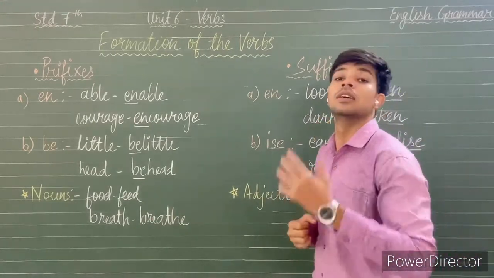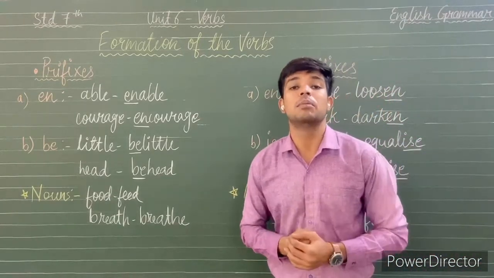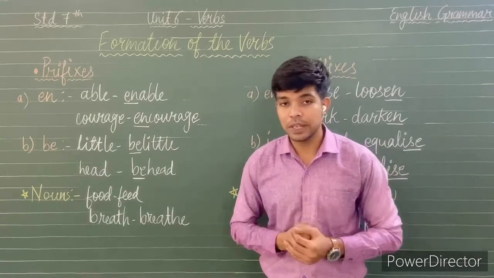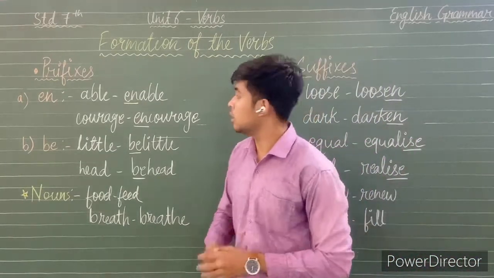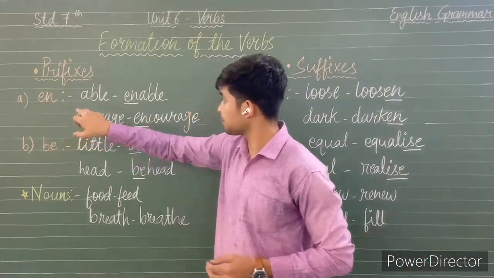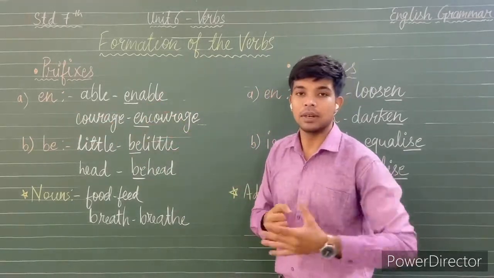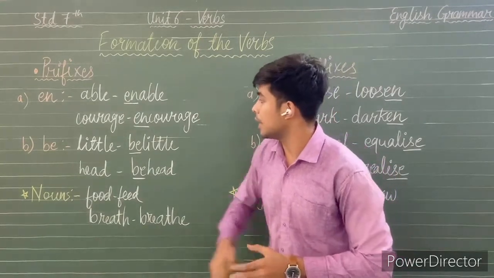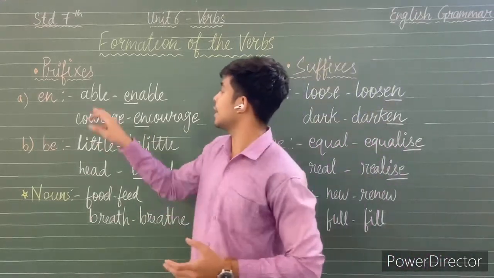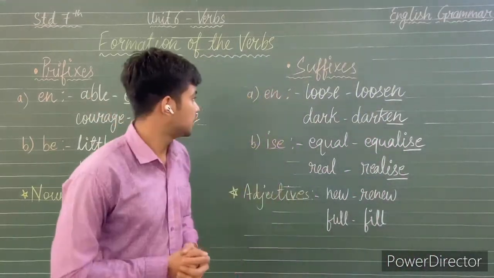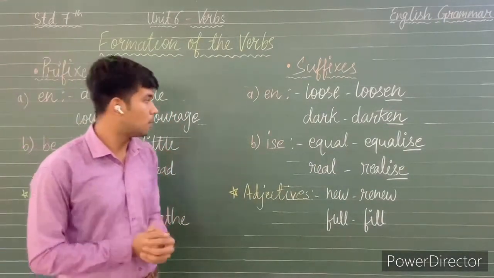Now if we look at other words, there are some which become verbs by adding a prefix or suffix to the main words. For example, with the prefix en, able is a main word which becomes unable, and courage becomes encourage, just like able was becoming unable. Unable is a verb, encourage is a verb.